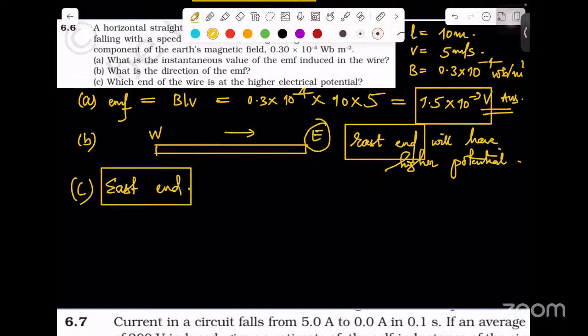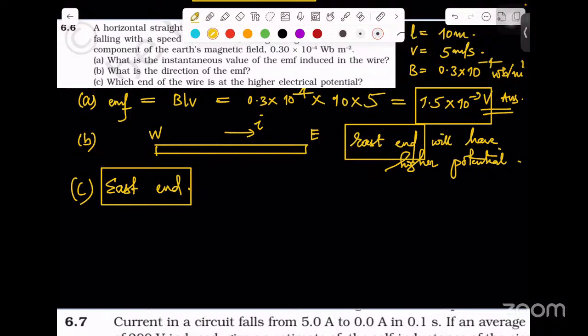Okay. Now in the second case, what is the direction? We can determine the direction of the induced current by using Fleming's right hand rule, where the current is flowing in the direction from west to east. So this is the answer to this question.